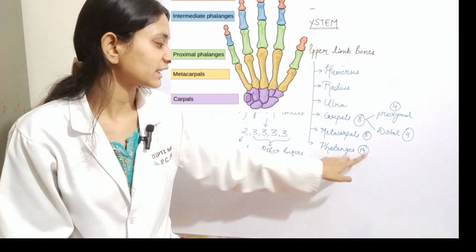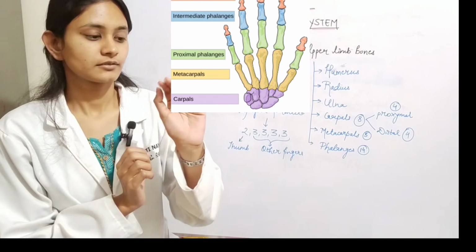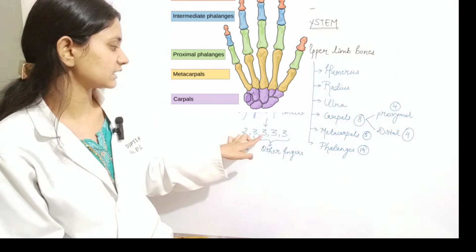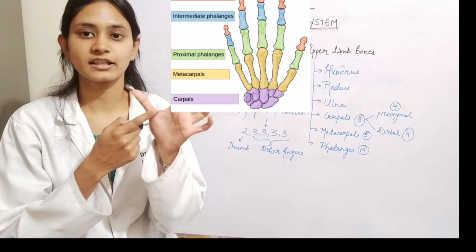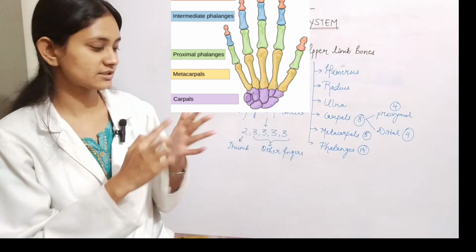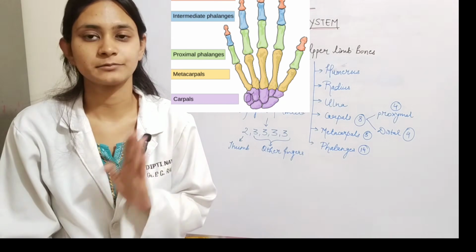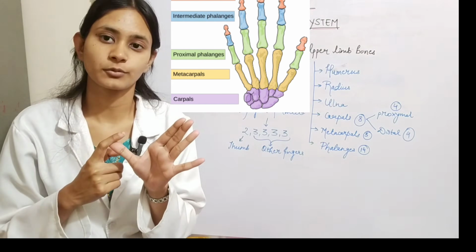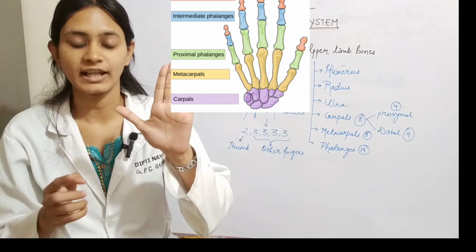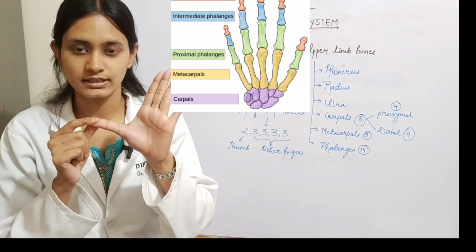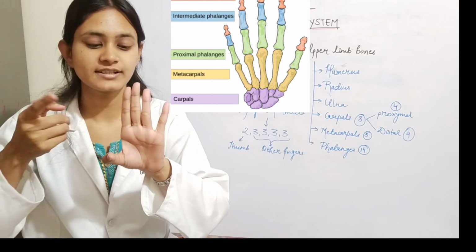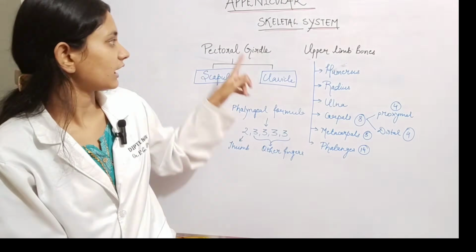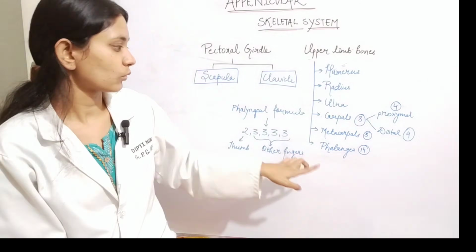And phalanges: there are 14 phalanges in our hands, and there is a phalangeal formula, which is 2, 3, 3, 3, 3. 2 is for thumb, that is there are 2 phalanges in our thumb and 3 phalanges in the others. Phalanges are divided into distal, middle and proximal. Proximal is closer to our body, distal is away from our body, and then the middle one. So in thumbs we have only 2 phalanges, distal and proximal, and in other fingers we have 3 phalanges, distal, middle and proximal.